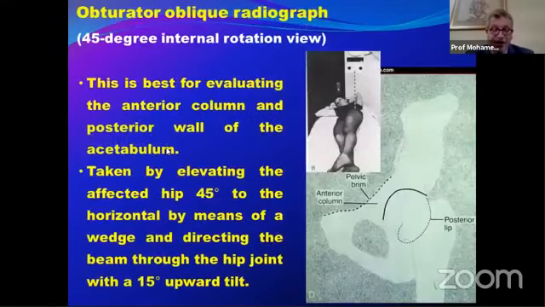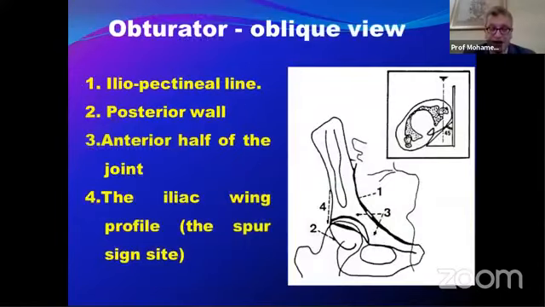It's taken by elevating the affected hip 45 degrees to the horizontal by means of a wedge, and directing the beam through the hip joint with a 15 degree upward cephalic tilt. This is the obturator oblique view.